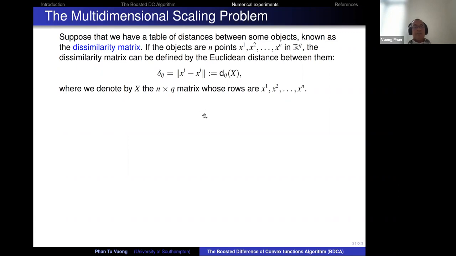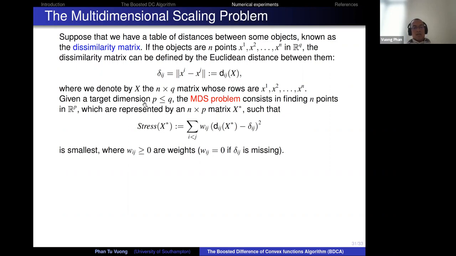For example, a simplest example is that if we know the distances between Sydney, Melbourne and Canberra, the distance between the three cities. Now the task is how to represent the cities on the map.